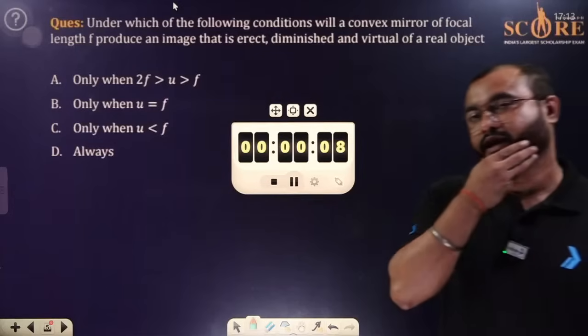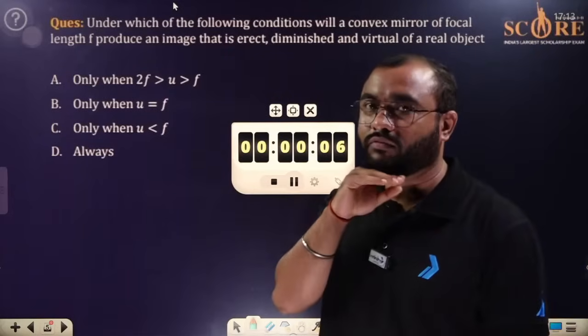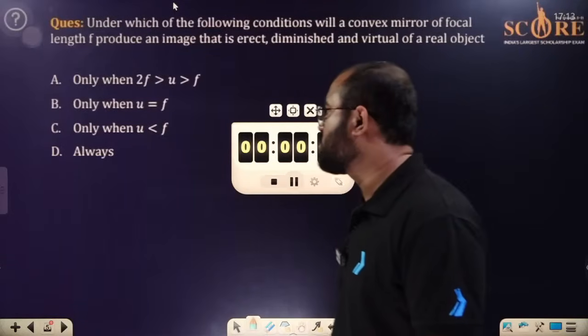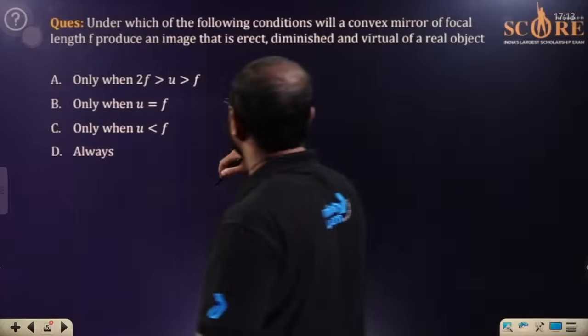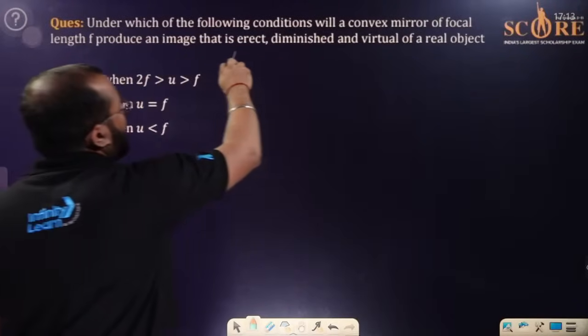What will be the answer for this question? Again, it is a very simple question. You don't have to think much. It is a to-the-point question only. Okay, see what the answer is. We are talking about under which following condition.